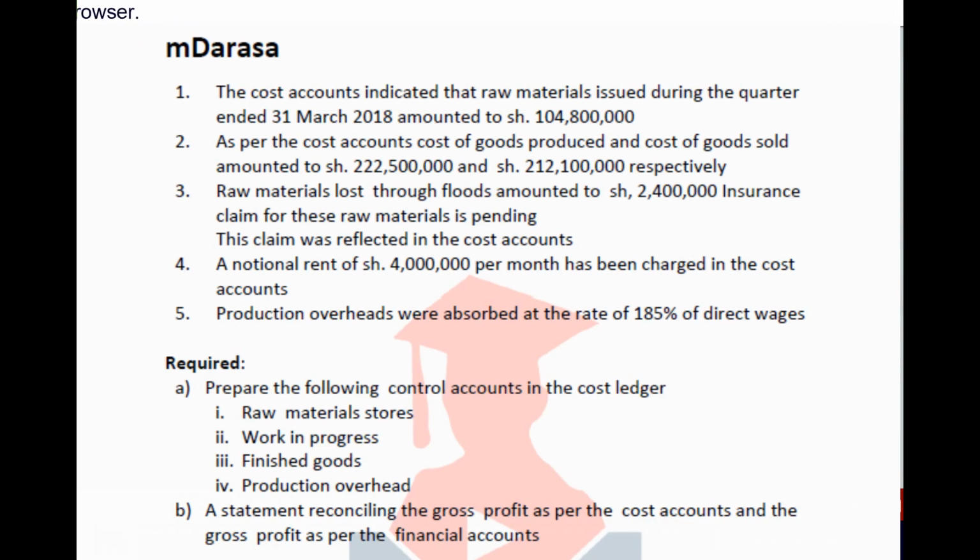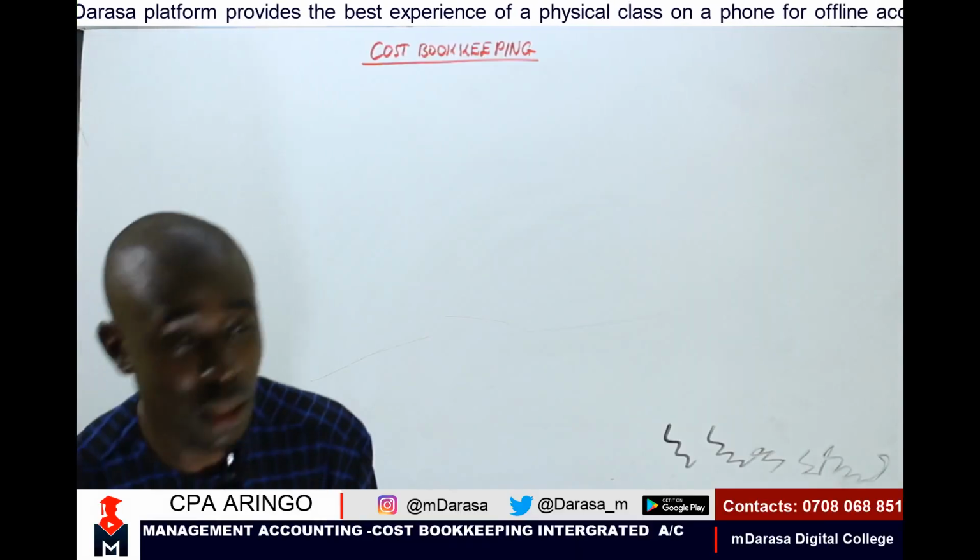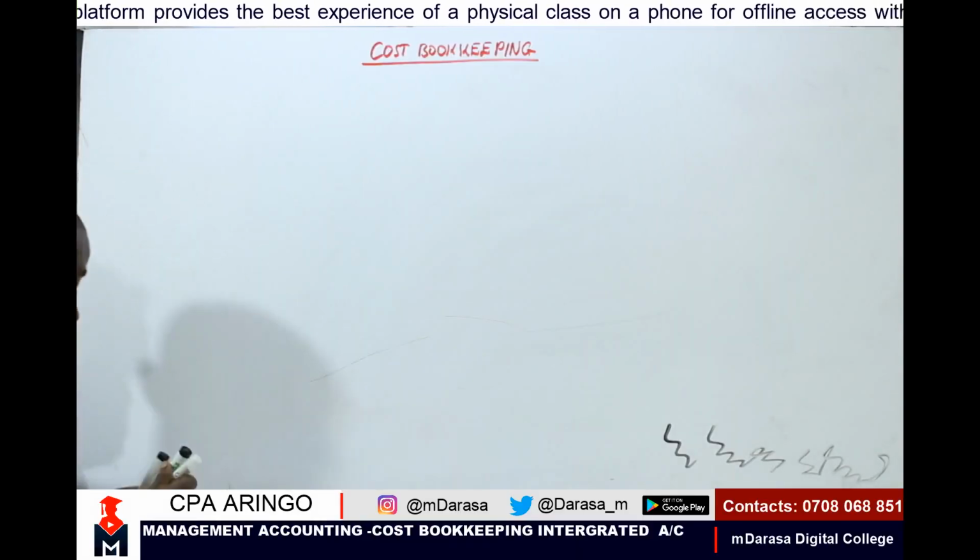So that question will be very simple if you can recall the double entry concept that we did earlier in relation to these accounts. So comfortably we can identify what I was given in relation to the accounts that we need to prepare. The examiner wants me to prepare raw material stores, work in progress, finished goods, and production overheads. So having that, I can come and have our accounts.